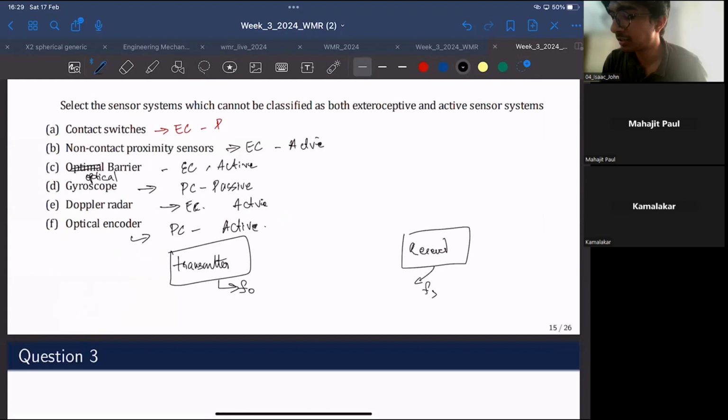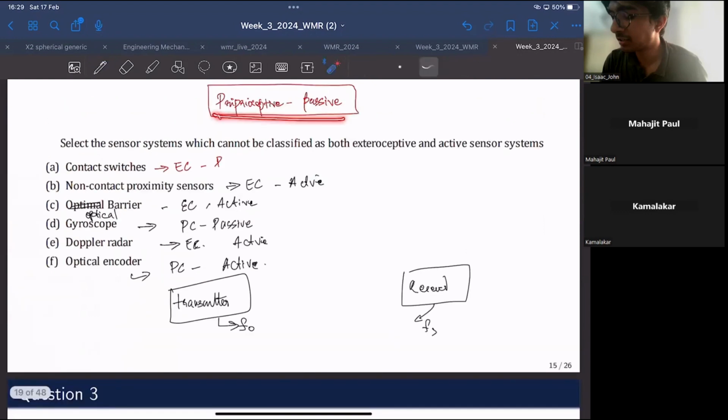Right. So as per the question, we are looking for sensors that are proprioceptive and passive. Which of these options satisfy this criteria? As far as I can see, only the gyroscope satisfies this criteria, that is not exteroceptive and active. So the gyroscope is both passive and proprioceptive, and I think the only correct answer in this regard is the gyroscope.